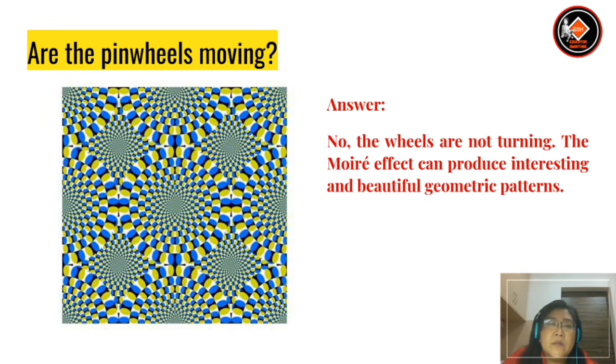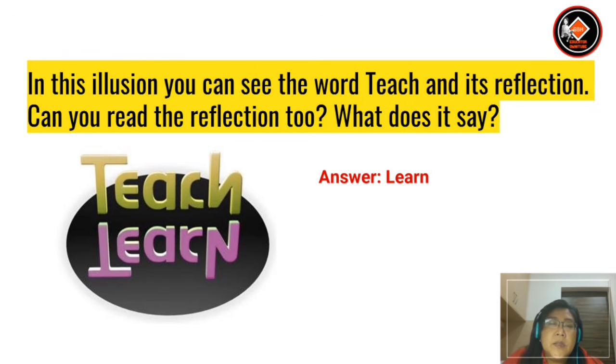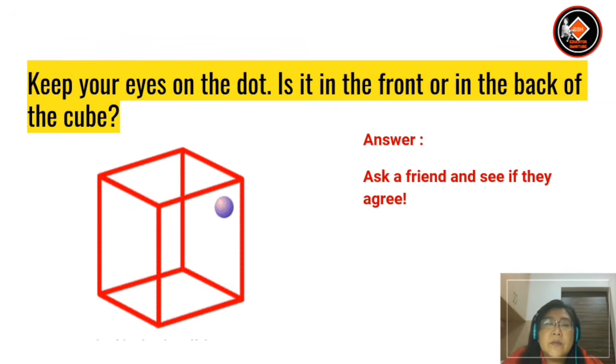Are the pinwheels moving? So the answer is no, the wheels are not turning. The Moire effect can produce interesting and beautiful geometric patterns. In this illusion, you can see the word teach and its reflection. Can you read the reflection too? What does it say? The answer is learn. And then keep your eyes on the dot. Is it in the front or in the back of the cube? So the answer is, ask a friend and see if they agree with you.